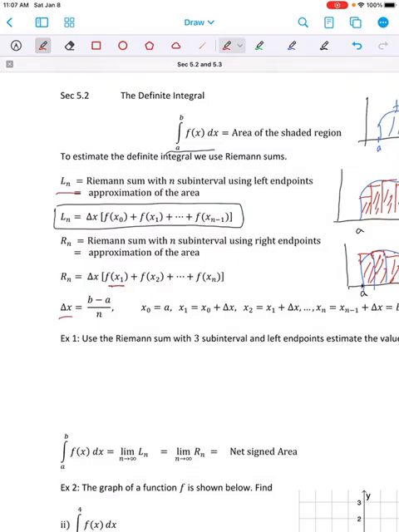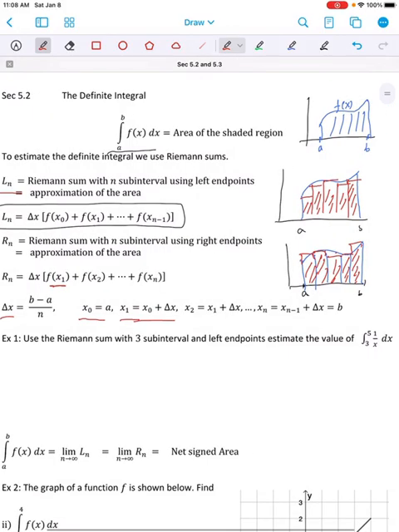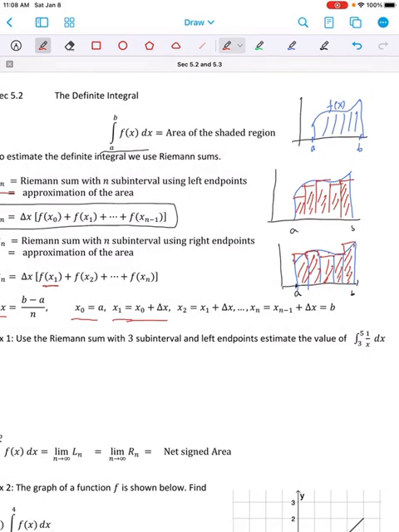So how do we find these x sub 0, x sub 1, and so on? Remember, x sub 0, the first tick mark, is always going to be your starting point, your a. And you can find the next endpoint by adding delta x to the previous x point. So we find x1 by adding delta x to x0, we find x2 by adding delta x to x1, and so on. So this is how we can find the estimate of the definite integral.